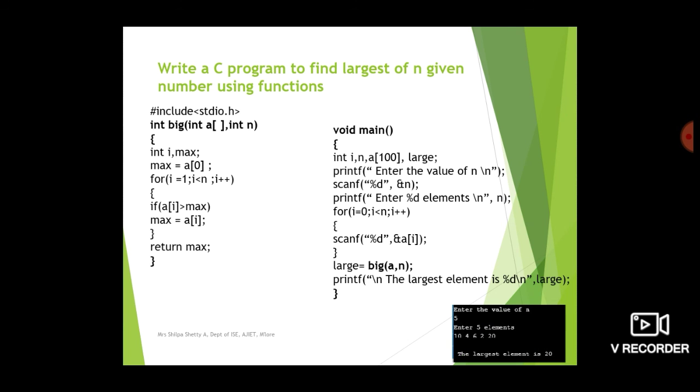So the output is like this here. Enter the value of n: 5. Enter 5 elements: 10, 4, 6, 2 and 20. So the largest element is 20. So what happens here is 10 is considered as largest initially, then 10 is compared with 4. So 4 is anyway small, so still 10 only is the largest.